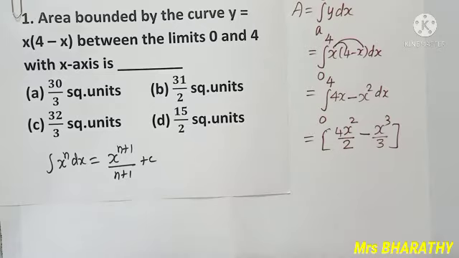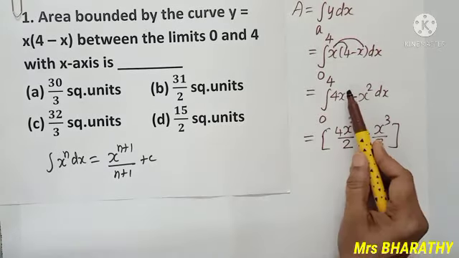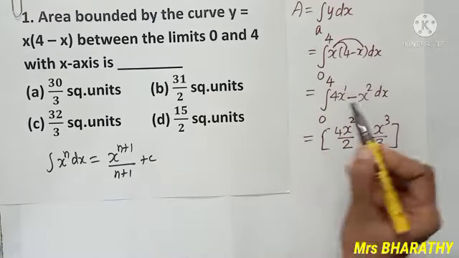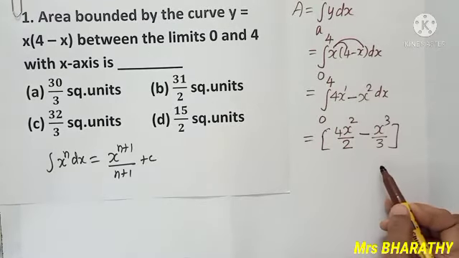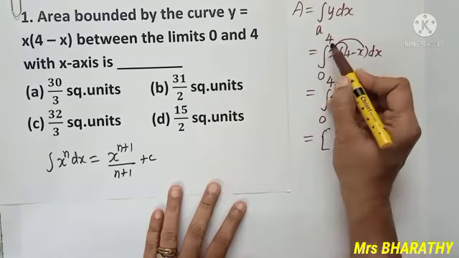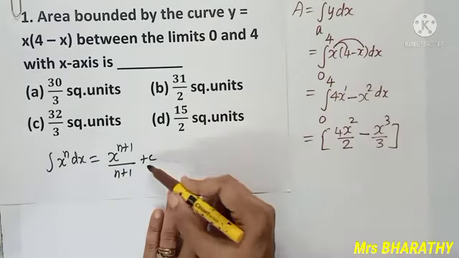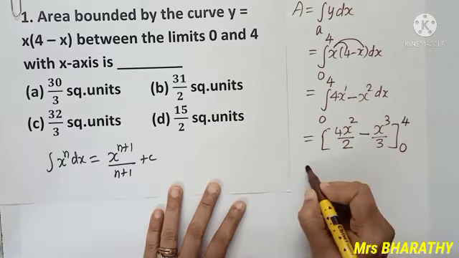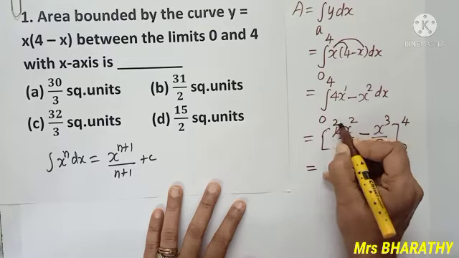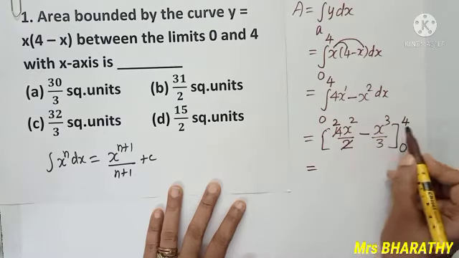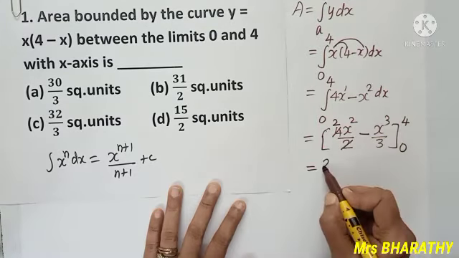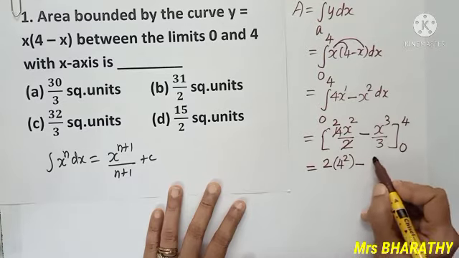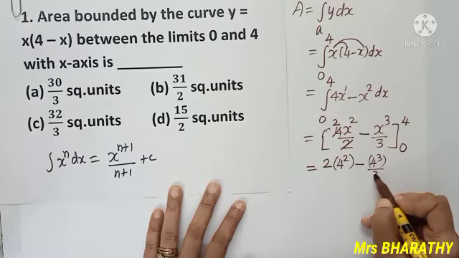As I apply this formula, n is 1, so 1 plus 1 by 1 plus 1. For n is 2, 2 plus 1 by 2 plus 1. And it is a definite integral, we need not put c. Between the limits 0 and 4, wherever x comes, let me put 4. 2 x square, that is 4 square, and x cube, that is 4 cube by 3.